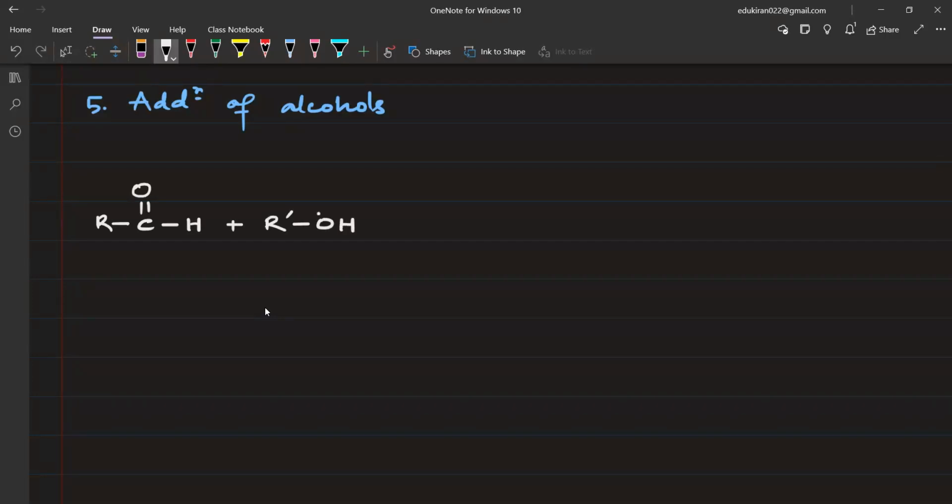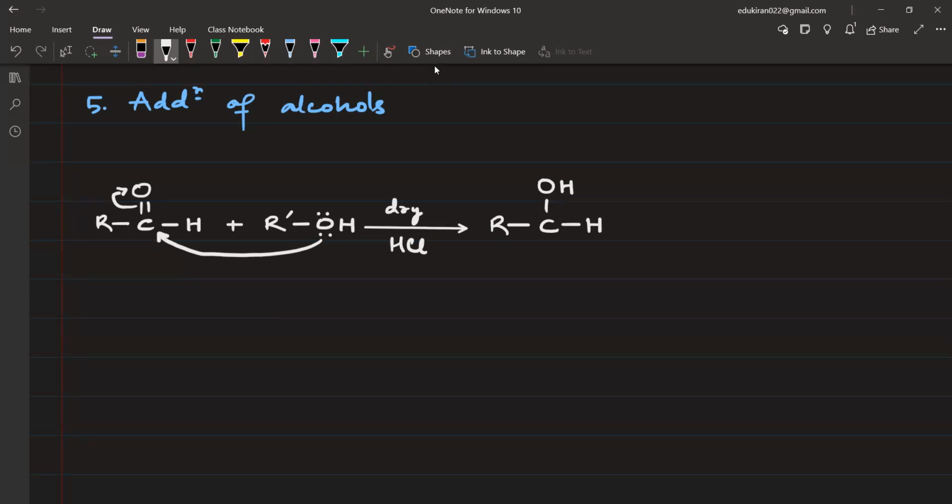Now this oxygen will have lone pair electrons, and this lone pair is the one which is going to attack on the carbonyl carbon, and this pi bond will break, and you are going to have something like this. By the way, this is done in the presence of dry HCl. Dry HCl means you should have HCl in the absence of water. Dry means absence of water in chemistry. So this R group will be as it is. This carbon as it is. This oxygen will get O negative, and this negative will get the H, so this will be OH. The hydrogen is as it is. Then you will have OR dash.